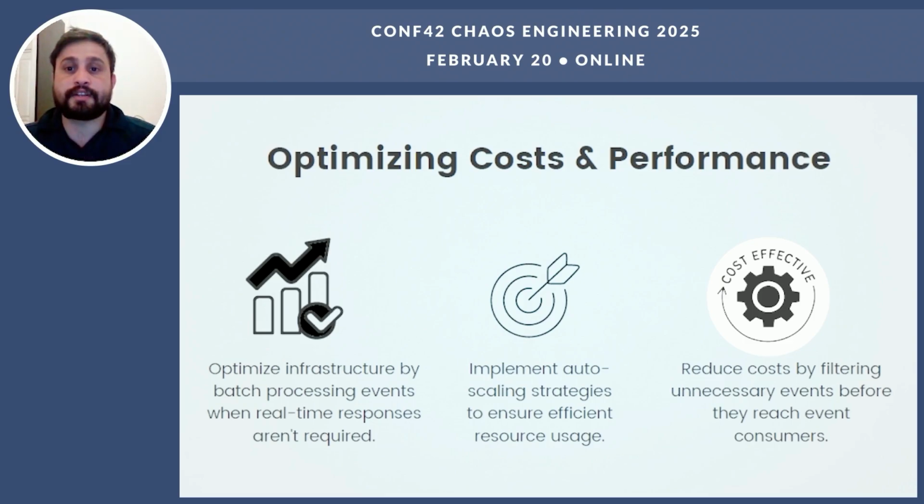Number two is to implement auto scaling strategies to ensure efficient resource usage. So auto scaling allows event-driven services to adjust based on demand, right? Cloud platforms like Azure Functions or AWS Lambda enable serverless auto scaling, ensuring resources are used optimally. This helps handle traffic spikes efficiently while keeping the costs low.